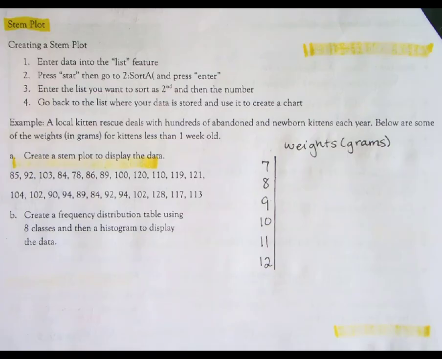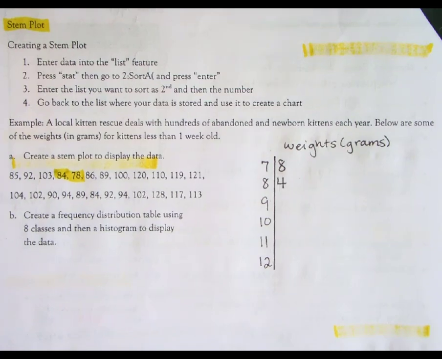The leaves will then represent the other portion of the data value. For example, the 7 represents the 70s portion of the data value for 78. For the data value 84, we would write 84. Now the problem becomes that when we have a stem and leaf plot, we have to be able to put all of these data values onto our plot in numerical order.